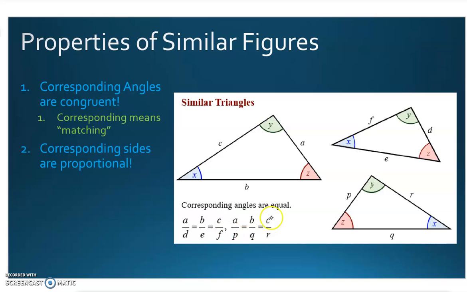The same thing for the second part of the proportion here. All it's doing is just matching up these two triangles as well. A corresponds to P, B to Q, and C to R. Those side lengths, and they are all in proportion to one another. They have an equal proportional rate to each other. So those are the two properties of similar figures that you need to know. Angle measures that correspond do not change, and all of the side lengths that are corresponding are proportional.